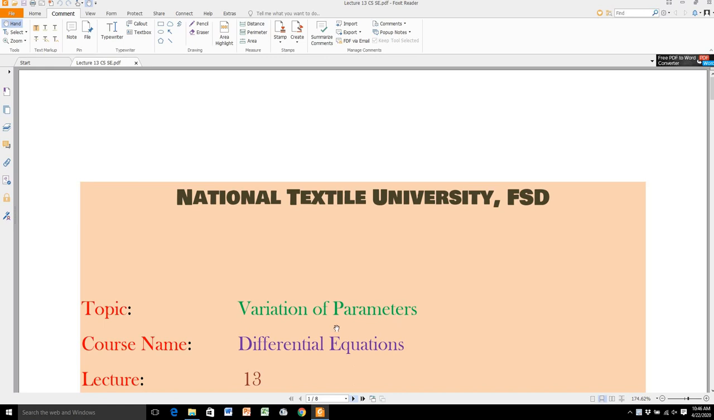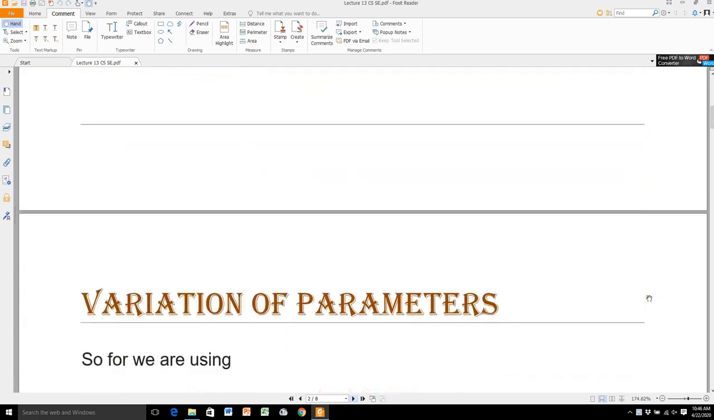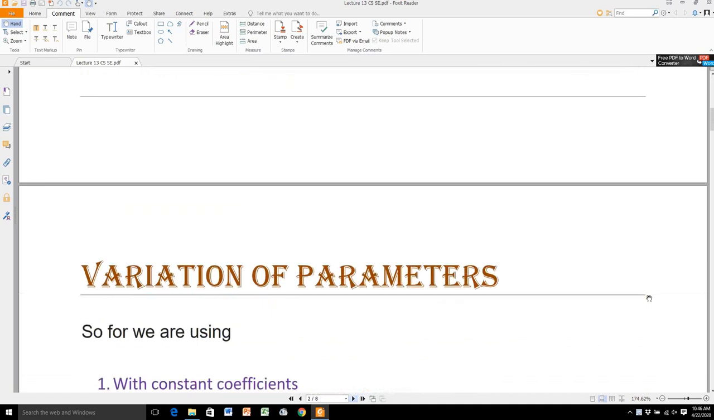This is our new topic for today, the variation of parameters. Variation of parameters. And this is our lecture number 13. Here the topic is variation of parameters.